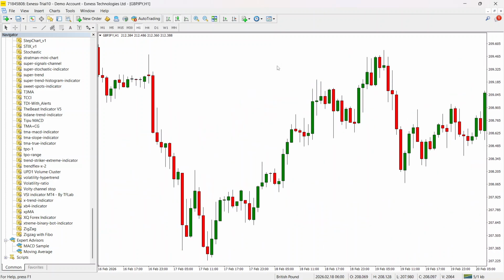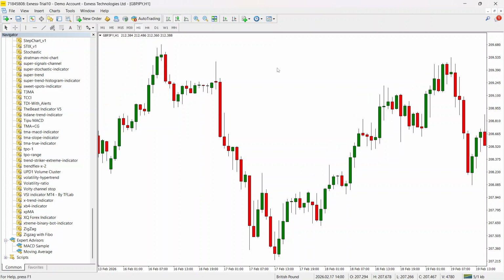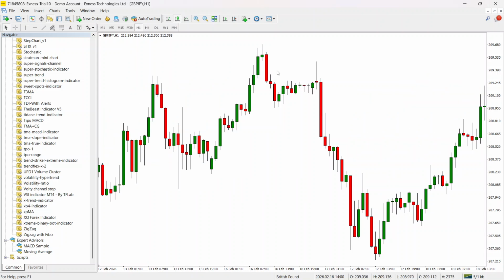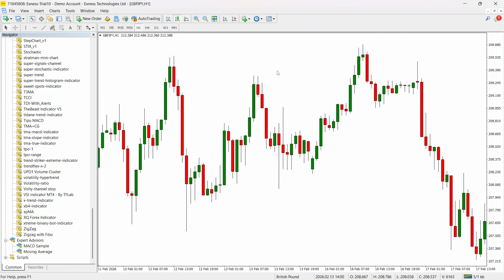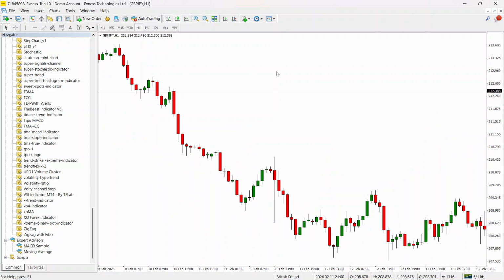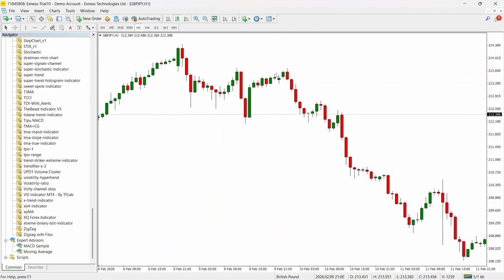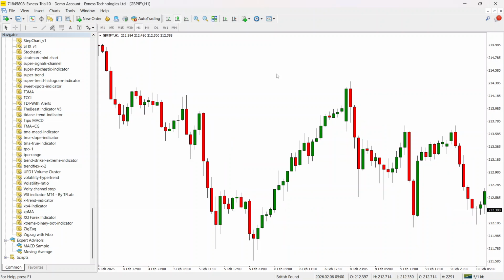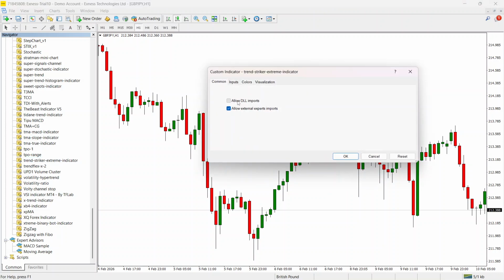This tool plots color-coded candles, arrows, and a trend filter line to highlight strong bullish and bearish phases, aiming to keep you aligned with the dominant move while filtering out minor noise. I just applied the indicator on the chart so you can see how it looks in real time.